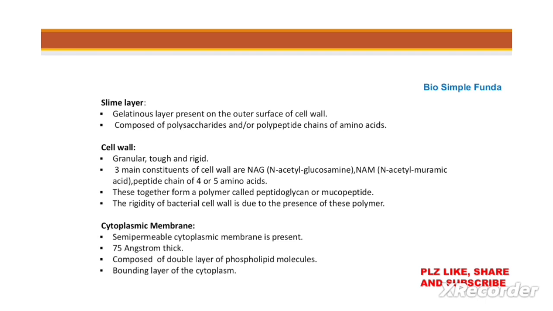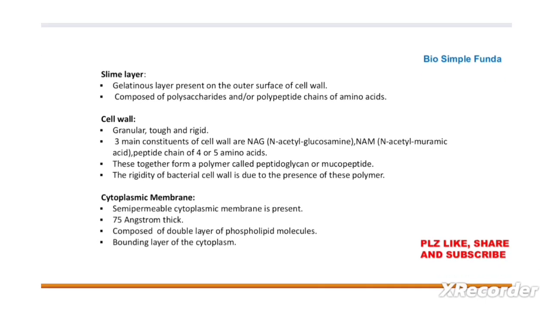The slime layer is a gelatinous layer present on the outer surface of the cell wall, usually composed of polysaccharide or a polypeptide chain of amino acids. When it is made up of only polysaccharide, it is called a slime layer. If a nitrogenous substance is present along with polysaccharide, then it is called a capsule.